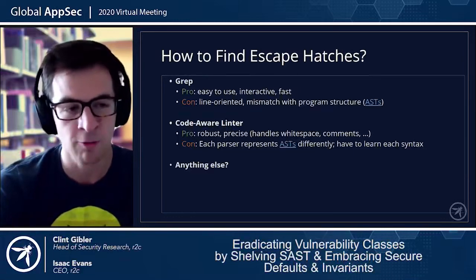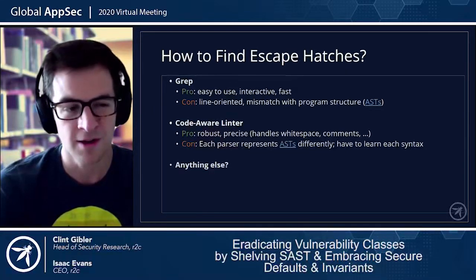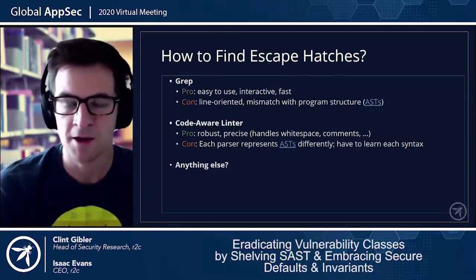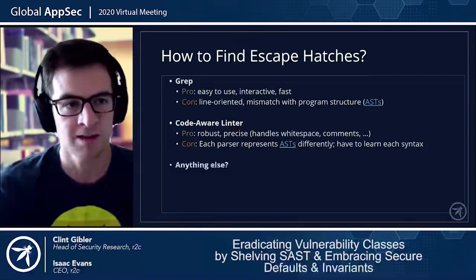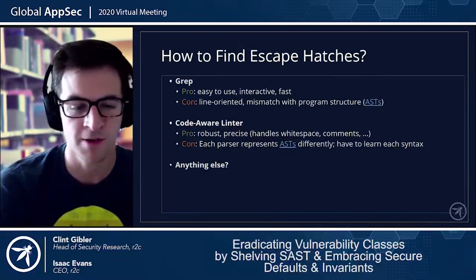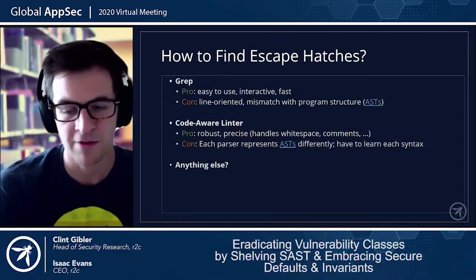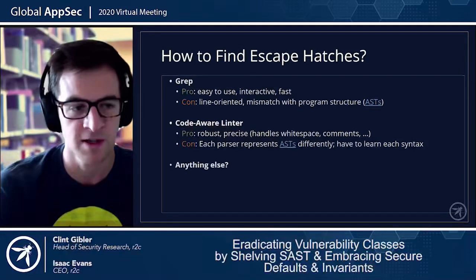So the pro there is that we're robust and precise. We're going to handle white space properly, comments properly. The con is that each parser represents ASTs differently. So for each language that we want to use, we have to set up a parser for it. And then we have to figure out how that parser represents the AST nodes that we care about, which is a pretty significant amount of overhead and requires some expertise.